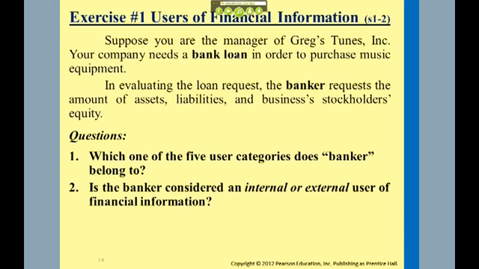The problem tells you, suppose you're the manager of this company and you need a bank loan. You need to request a loan from the bank in order to purchase new equipment. Say the business just started and doesn't have enough money. In evaluating the loan request, the banker requests information related to the assets, liabilities, and stockholders' equity, which are the information that will be represented in the financial statements you'll be learning about later. The banker is requesting statements in order to decide whether or not to lend money to the corporation. The question here is, which of the 5 categories that we mentioned earlier would a banker fall into?